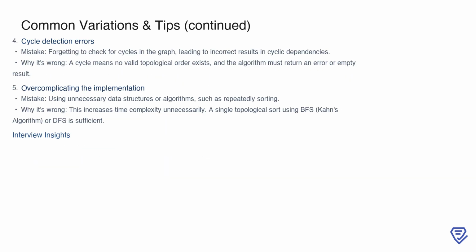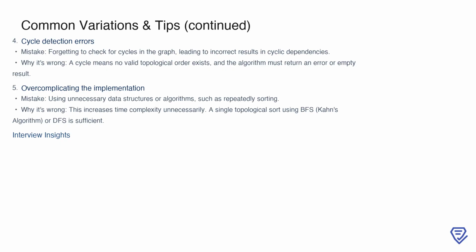Another mistake to avoid is neglecting cycle detection in the graph. Cycles indicate that there are conflicting dependencies, which makes it impossible to determine a valid topological order. In such cases, your algorithm needs to correctly identify the cycle and return either an error or an empty result.